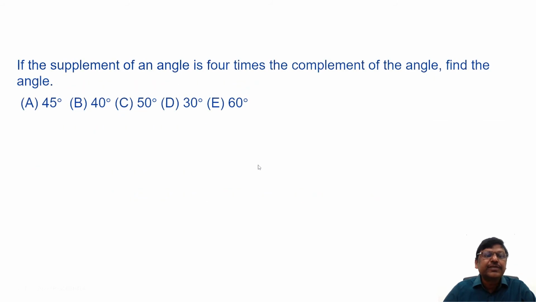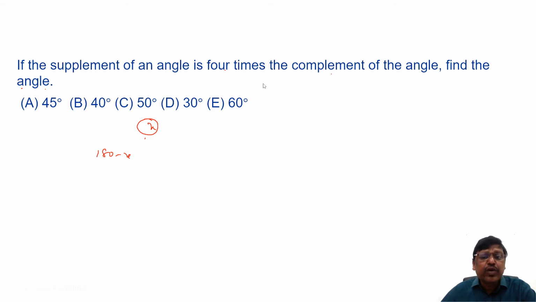Here comes the first question. If the supplement of an angle is 4 times the complement of the angle, find the angle. Can you please make an attempt and then continue watching this? Now, if the angle is x, what is its supplement? Supplement means the sum is 180. So, if one angle is x, its supplement is 180 minus x.